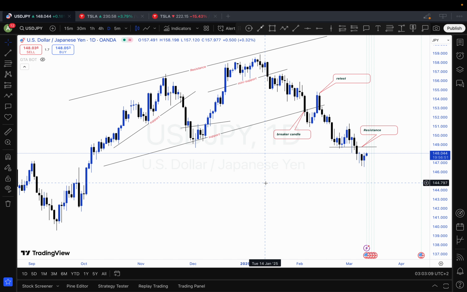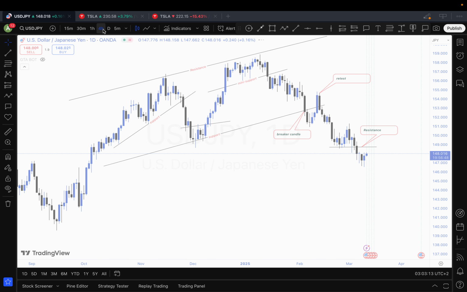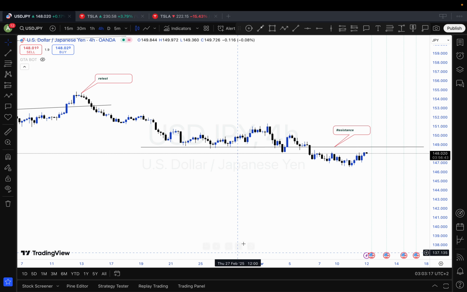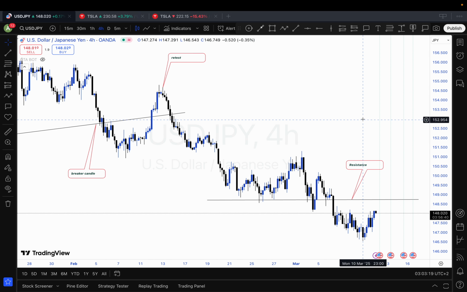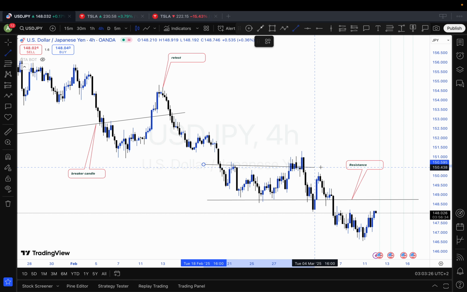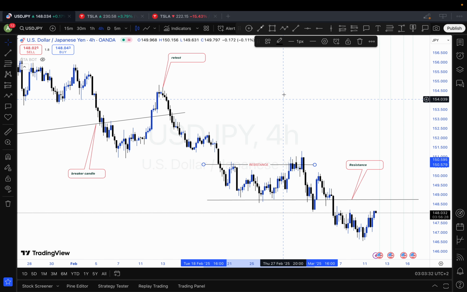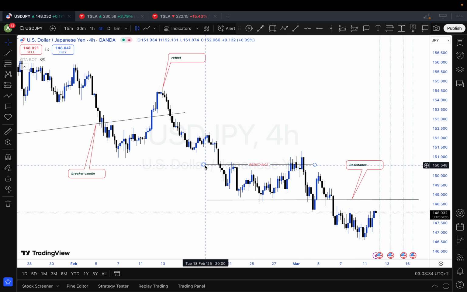So now, what else? Let's go to 4 hours time frame from here. Let's go to our 4 hours time frame. Here I can easily see what? A resistance. I can easily see a resistance over here. And then, don't forget the principle of super zone. Super zone.